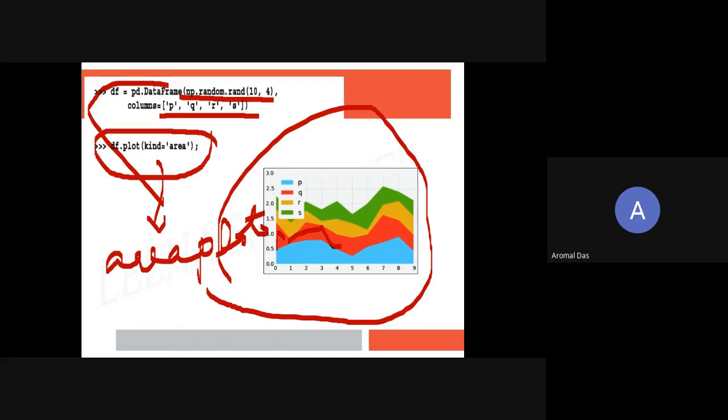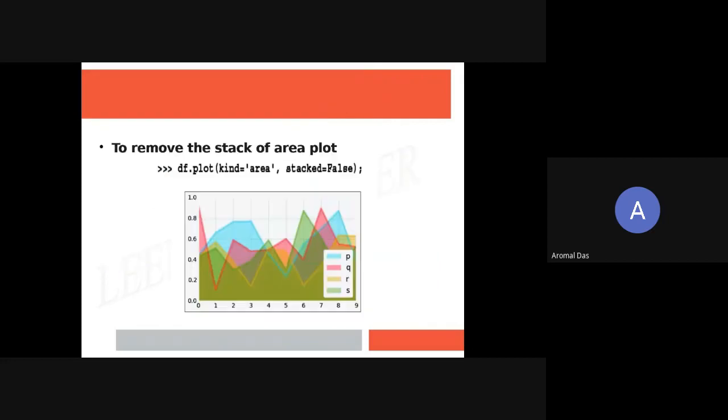So df specifies the data frame. Data frame dot plot equal to, what is the kind of that plot? It is area plot. To remove the stack of the area plot, here the area plot is not stacked as seen previously. So you have to use stacked equal to false. The other command is c.